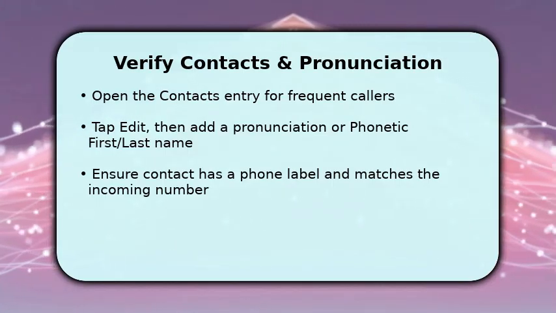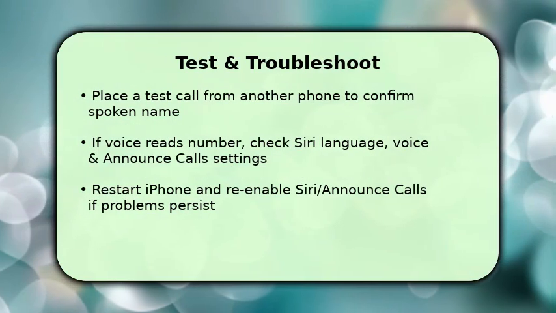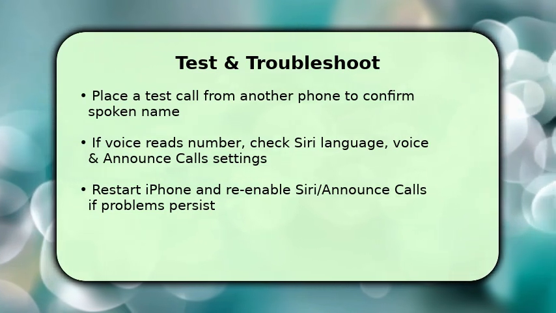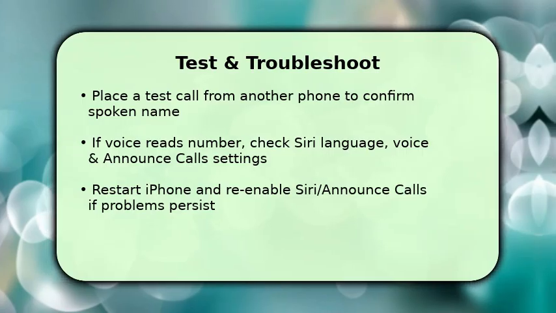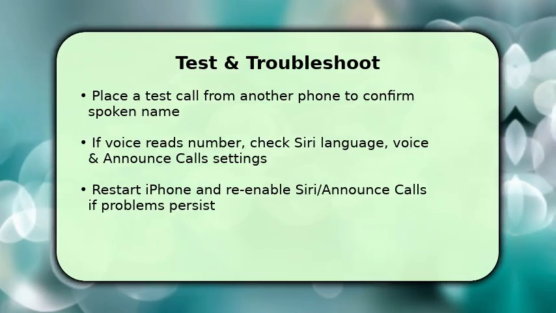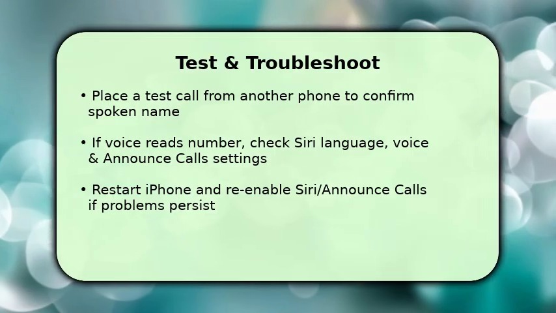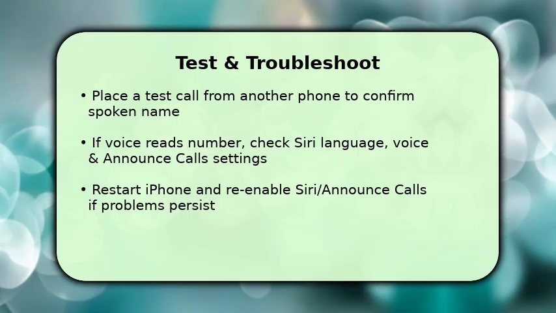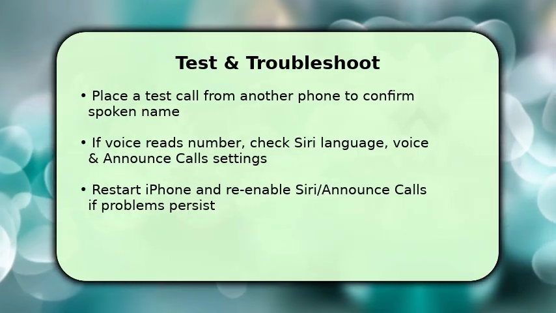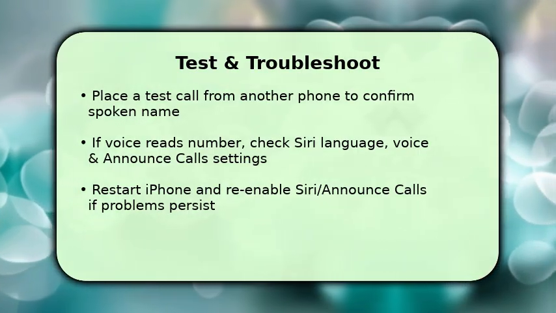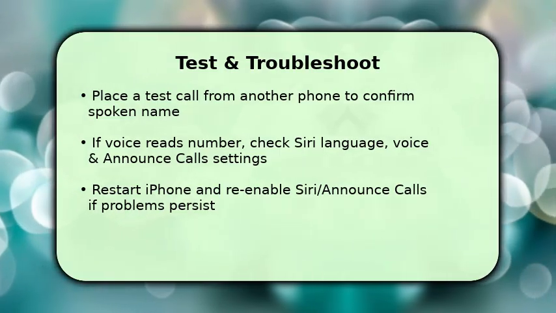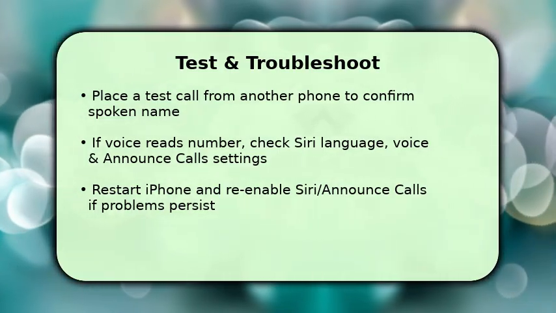Finally, test by having someone call while you're in the mode you chose. You should hear the name. If you only hear the number, make sure Siri's language and voice match your contact names and that Announce Calls is still enabled. Restart the iPhone, and if necessary, toggle Siri and Announce Calls off and back on to reset permissions. One troubleshooting tip: if a contact still isn't spoken, add a phonetic name entry and retest. This often fixes mispronunciations or recognition failures.